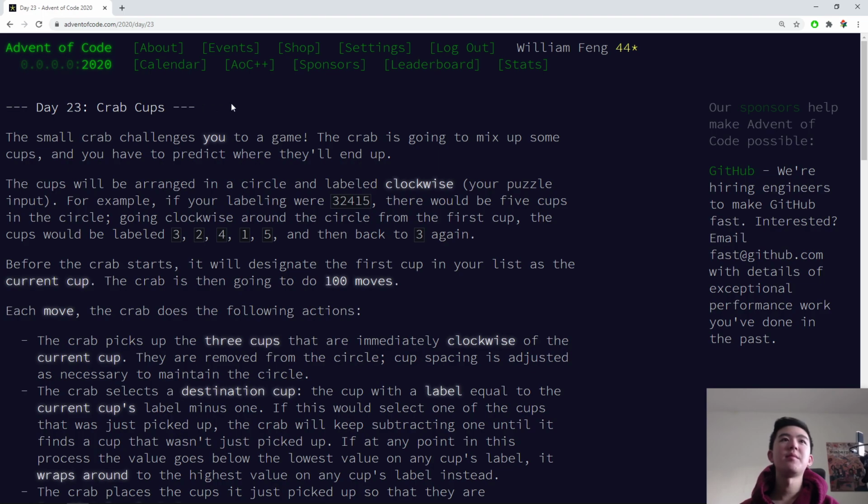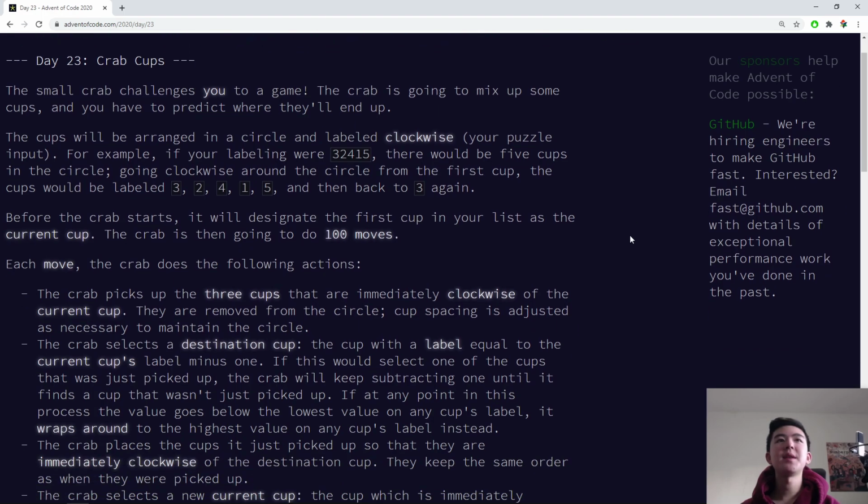Alright, Day 23, Crab Cups. The small crab challenges you to a game. The crab is going to mix up some cups, and you have to predict where they'll end up. The cups are arranged in a circle and labeled clockwise. For example, if you're labeling them 3, 2, 4, 1, 5, there would be 5 cups in a circle, going clockwise around the circle.